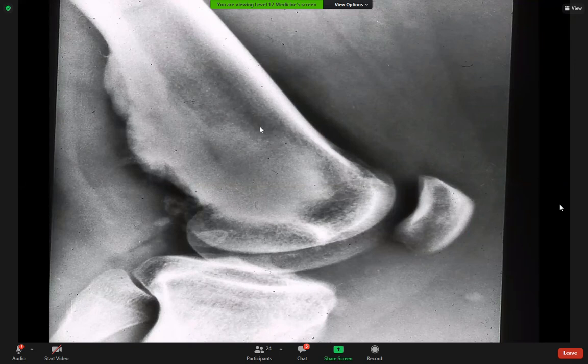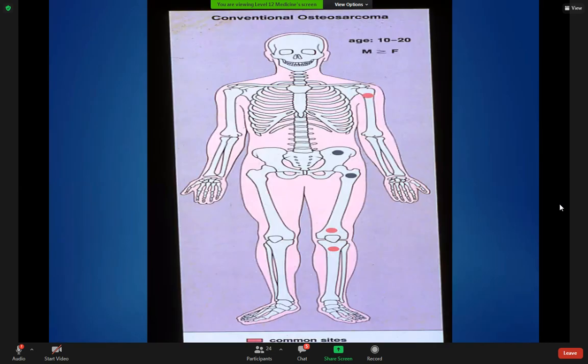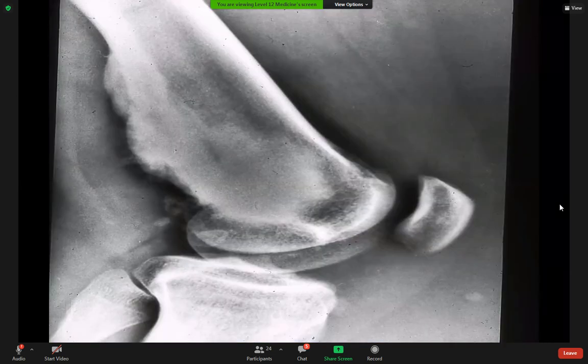You can see the zone of transition is hazy. There are no sharp edges. There is significant periosteal reaction, as you can see here, and a huge soft tissue component as well. So this all goes with a malignant tumor. So this is Ewing sarcoma.